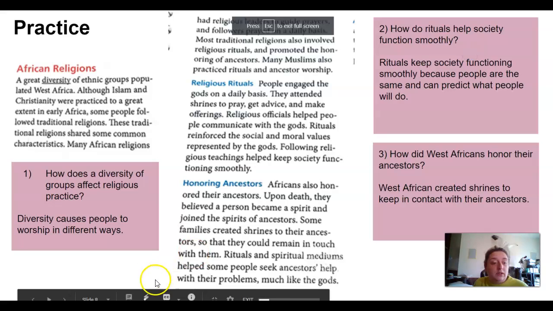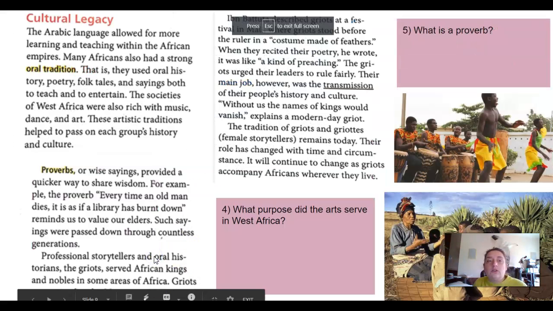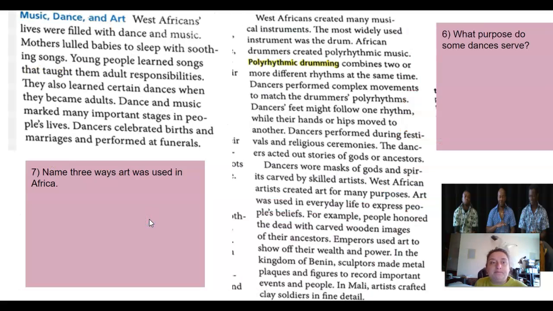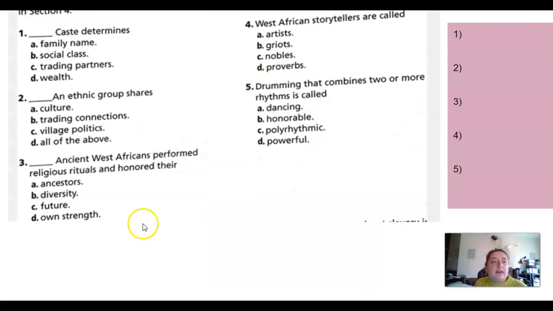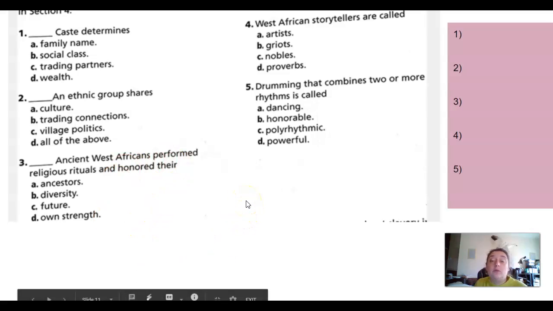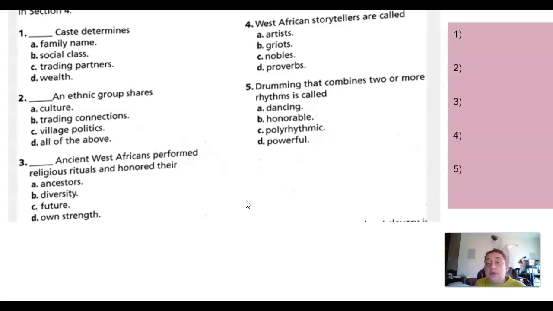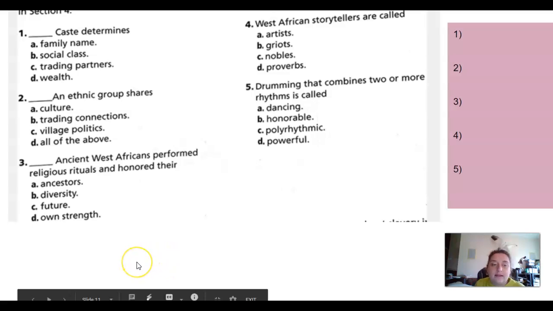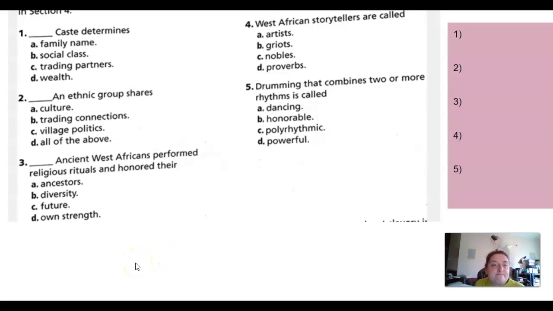All right, so you're going to be working with just the legacy. What do we have today? What has been left behind from West Africa? And then you have these 5 multiple choice questions that will be graded. So you want to make sure that you don't just blow this page off. It does involve some questions from yesterday's lesson too, like what is caste, that type of thing. What's an ethnic group?